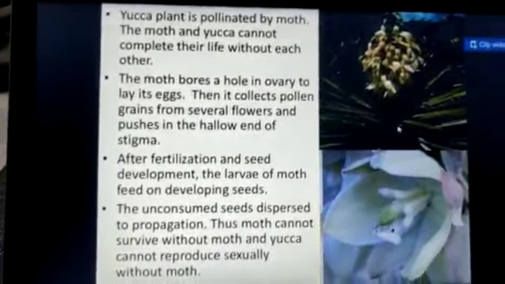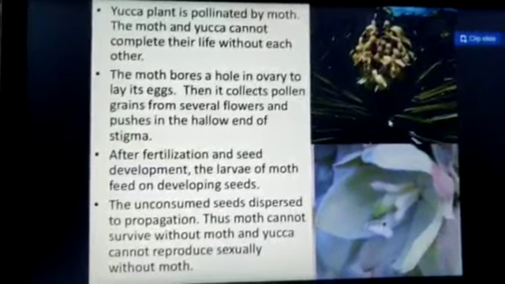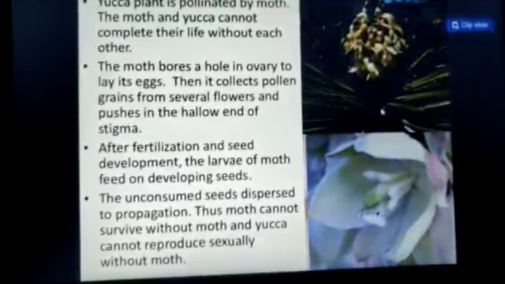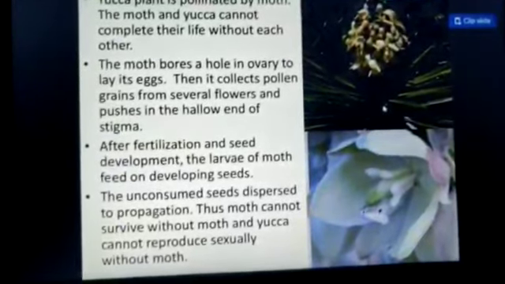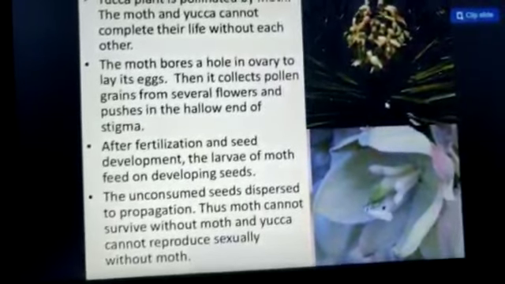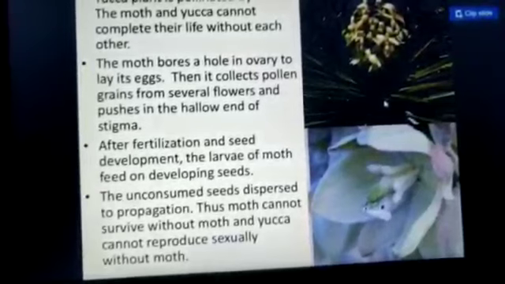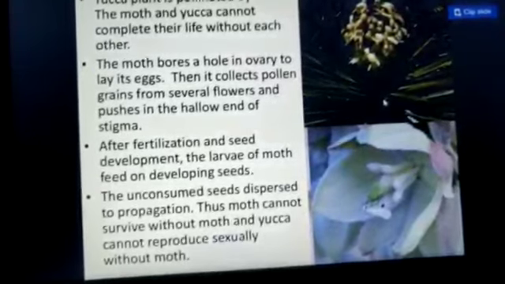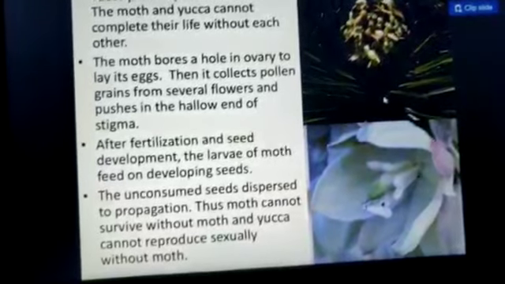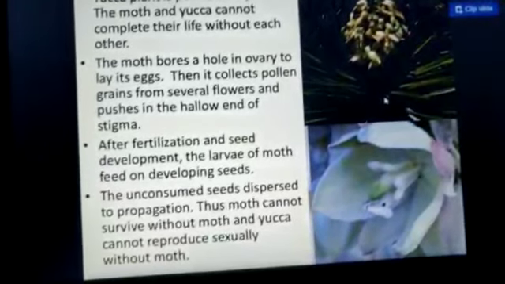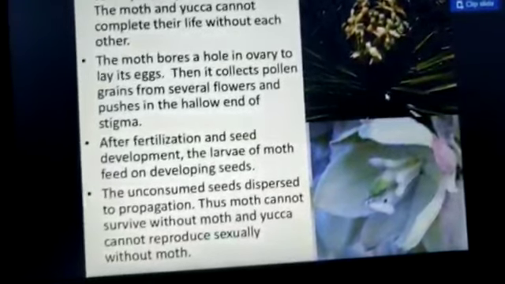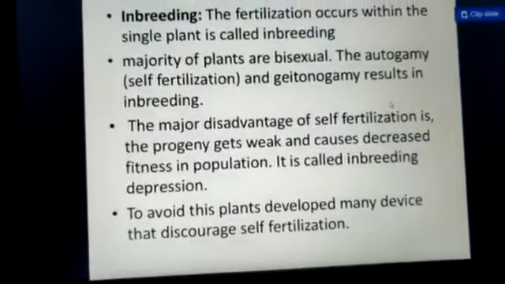Yucca plant is pollinated by a moth. The moth and the yucca cannot complete their life cycles without each other. The moth bores a hole in the ovary to lay its eggs. Then it collects pollen grains from several flowers and pushes them into the hollow end of the stigma. After fertilization, seeds develop. The larvae of the moth feed on the developing seeds, and the unconsumed seeds disperse for propagation. Thus the moth cannot survive without yucca, and yucca cannot reproduce sexually without the moth.